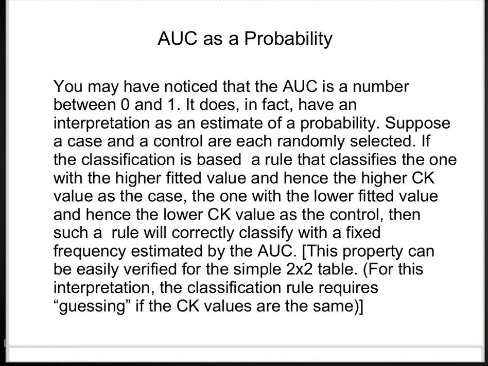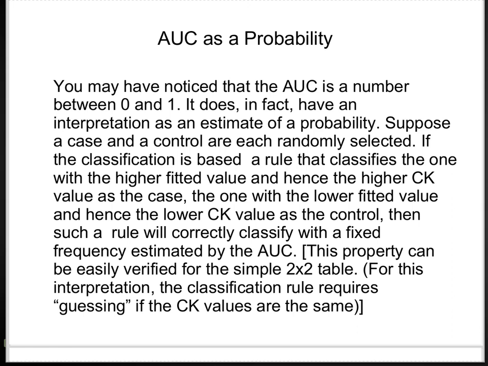So let me repeat this. I'm kind of muddling this a bit. You're given two people. You're not given any other information about them except for the fitted value you got from the model. But the person with the higher fitted value, you'll classify them as being the case, and the one with the lower fitted value will be assigned the control.